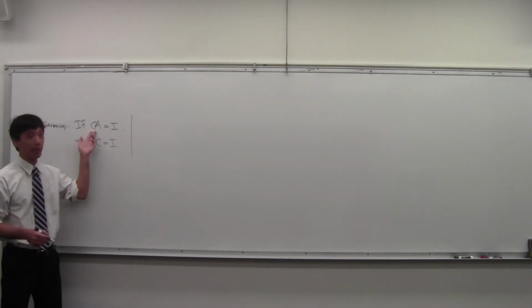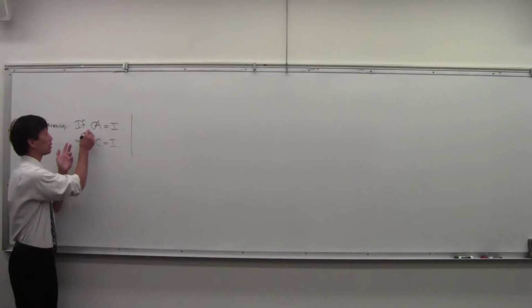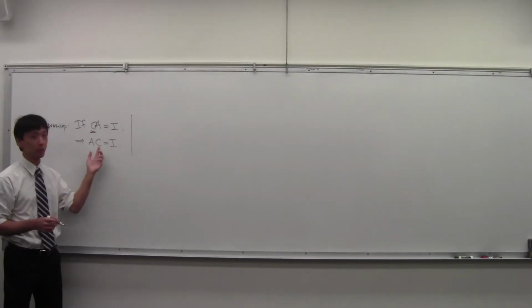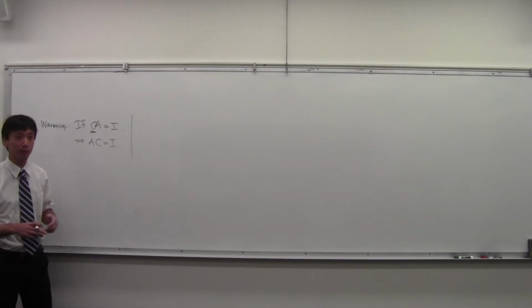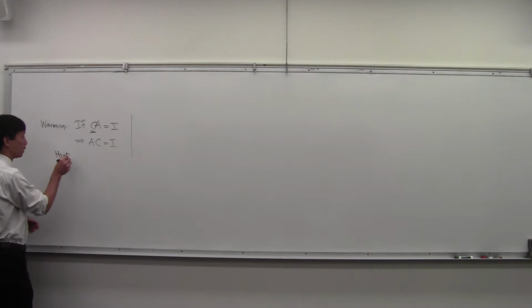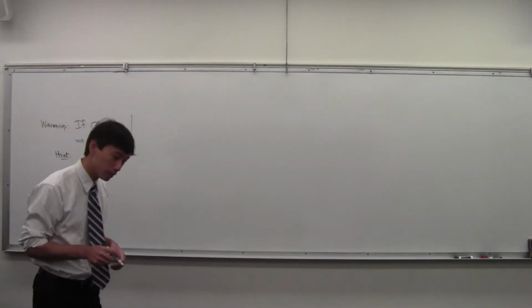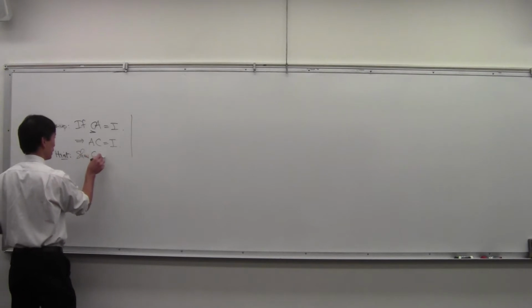There's no left-sided inverse matrix that only works on the left-hand side. If this works as the inverse on the left side, it's going to work as the inverse on the right side as well. That's not always true, but for us, it is true. And here's a hint. The hint is to show C is invertible.